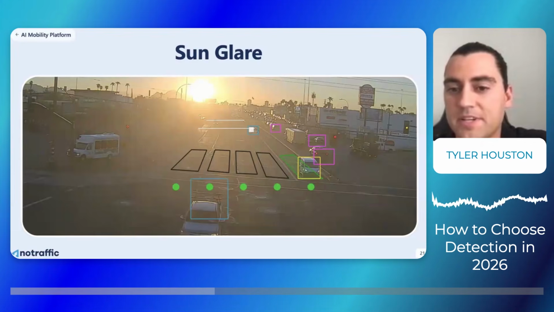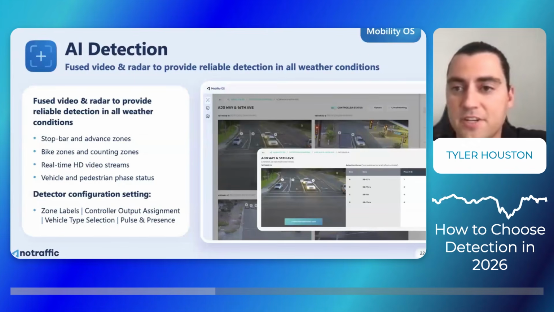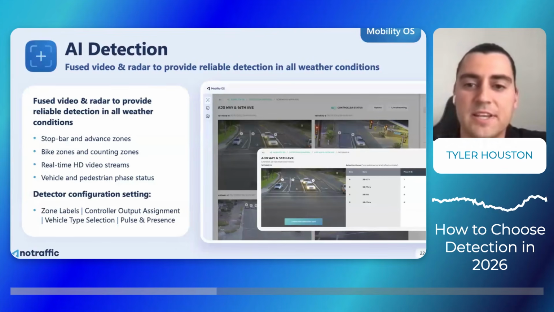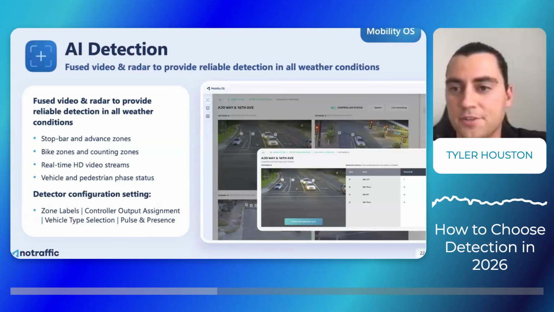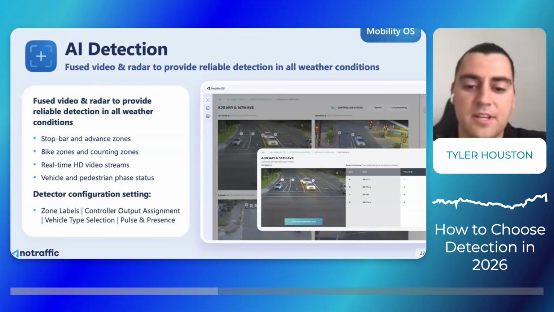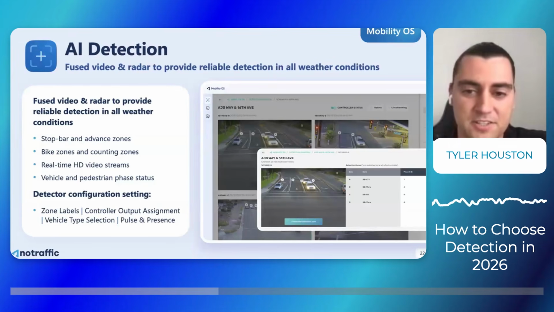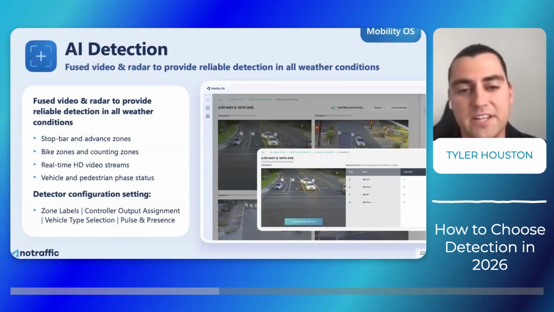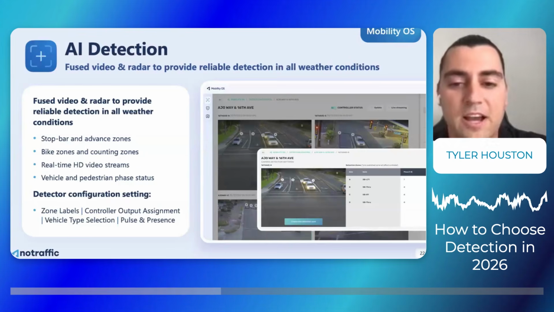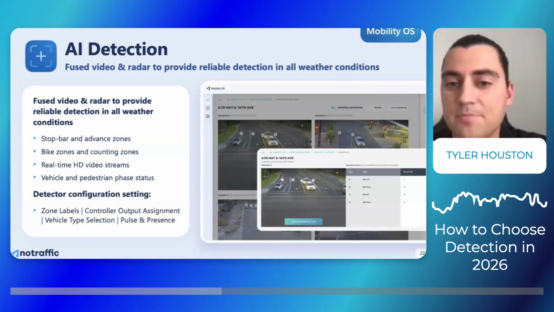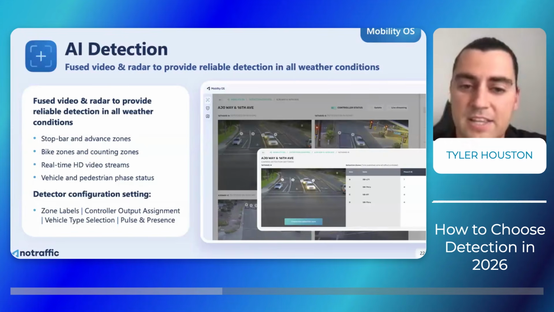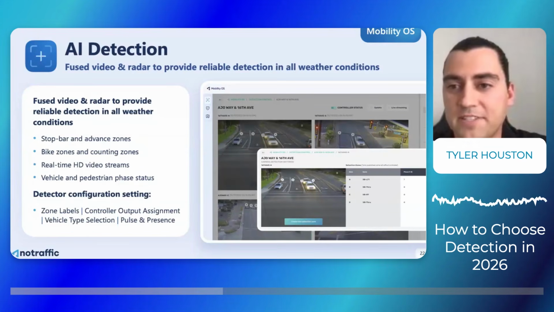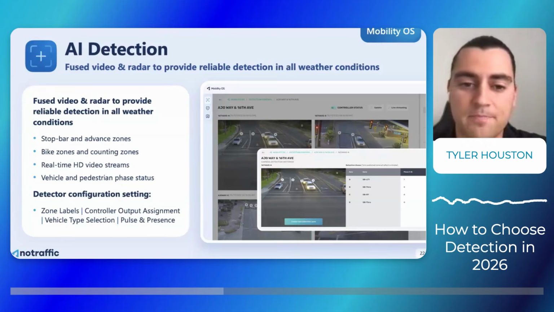Like we were saying, the system is installed as a traditional detection system. It's used to provide detection to the traffic signal controller. And so you get all the benefits and all the things that you're used to within the agency or within the history of all the different types of detection systems. So you can place stop bar and advanced zones. You can place bike zones. You can place counting zones for counting vehicles. We also allow real-time HD video streams of our sensors. And then you can also view vehicle and pedestrian phase status since we are connected to the controller.